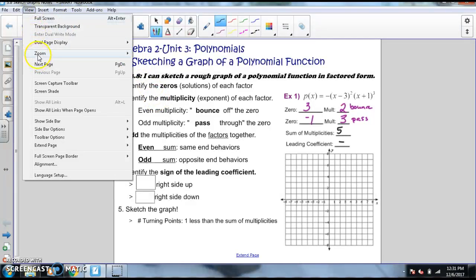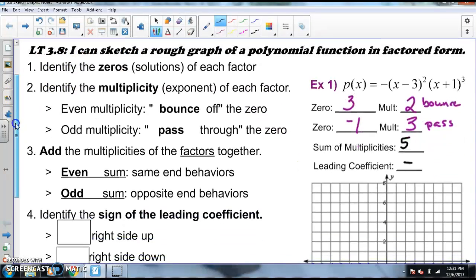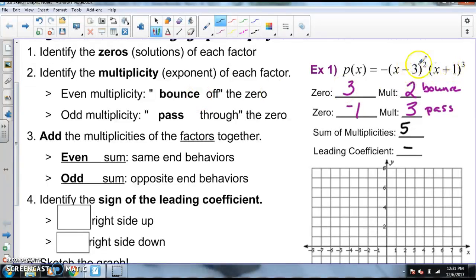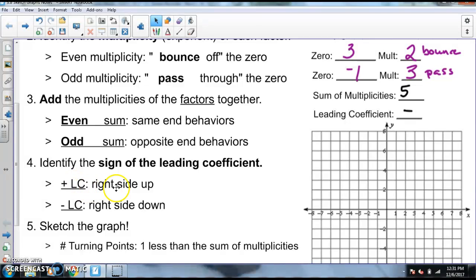Okay, so so far we've gotten our zeros. Take the opposite of those that are in our parentheses. Those are our zeros. And then we did our multiplicities, which are our exponents. If it's even, it bounces. If it's odd, it passes. Then we add our multiplicities together, and we have 5. And we identify our leading coefficient. If your leading coefficient is positive, the right side goes up. If it's negative, the right side goes down.